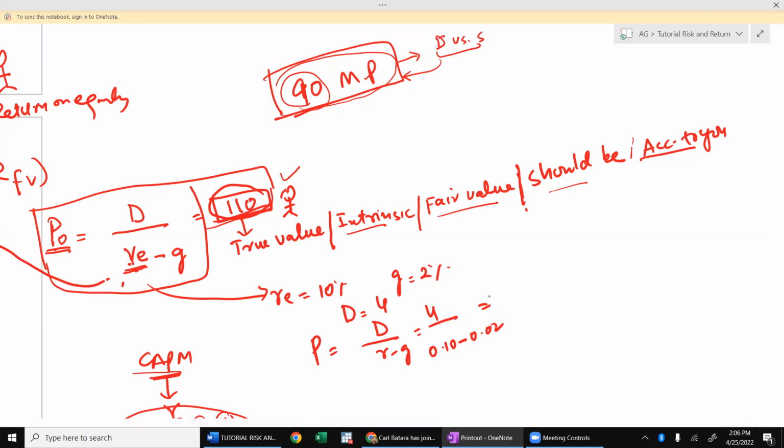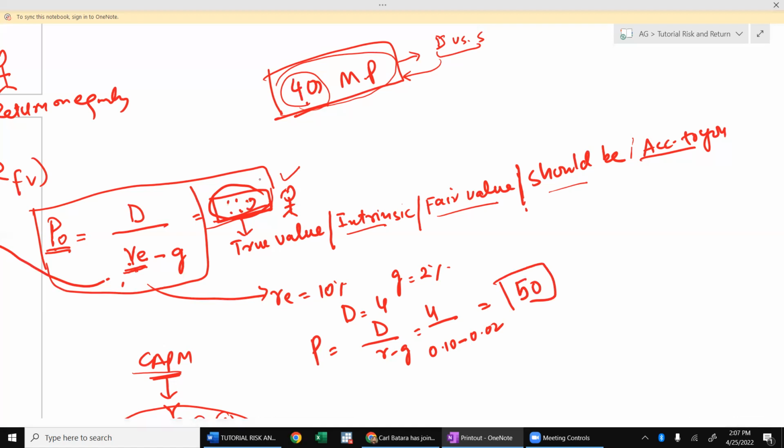Can you calculate the answer, students? 4 divided by 0.08. Let me calculate that. Let's say it's 50. So the answer is 50. So according to me, the answer should be 50. But let's say in the market, it is 40. So what does it mean?